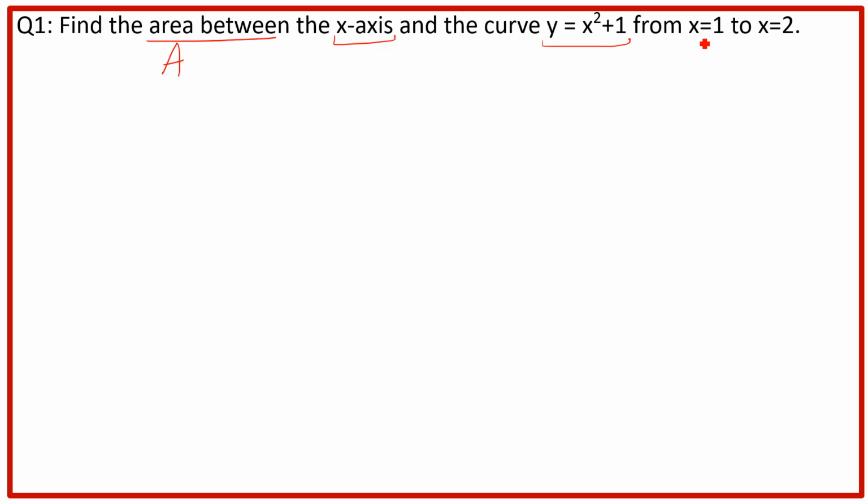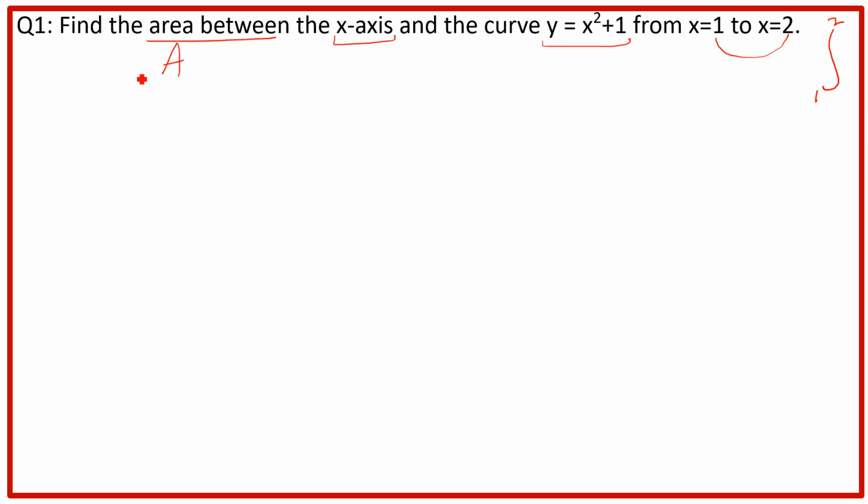And the range is from x is equal to 1 to x is equal to 2. This means this is the limit. This is the limit of our integration. And keep in mind, always you have to take the lower limit here and upper limit here. So 1 to 2. So 2 will come here and 1 is here.